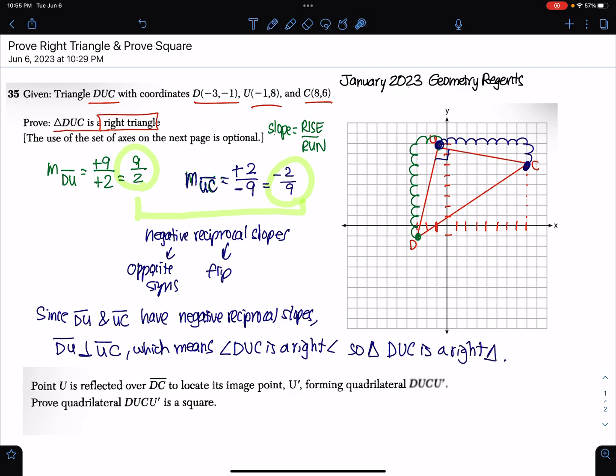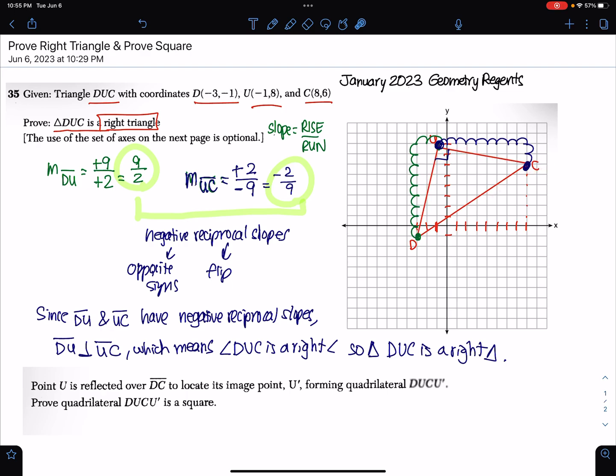Okay, so once again, we just proved that these two line segments have negative reciprocal slopes. And since we said that, then that means that the line segments are perpendicular. And when they're perpendicular, they form a right angle. And so therefore, triangle DUC is a right triangle.